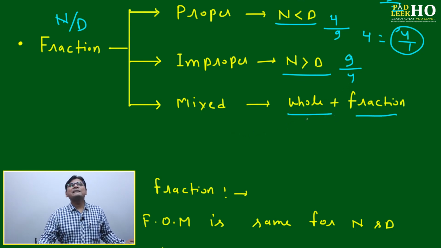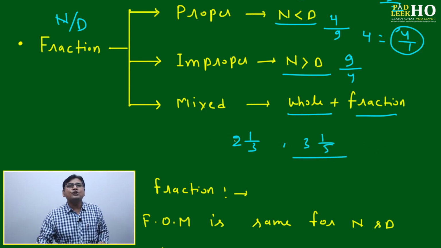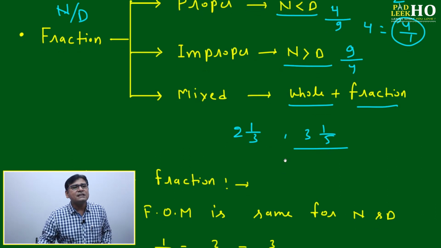And what is mixed? Mixed is a whole number plus a fraction. Like various places you have seen like this. These all are mixed fractions. Means 2 is the whole part, the remaining 1 by 3 is the fractional part. Here 3 is the whole part, 1 by 5 is the fractional part.